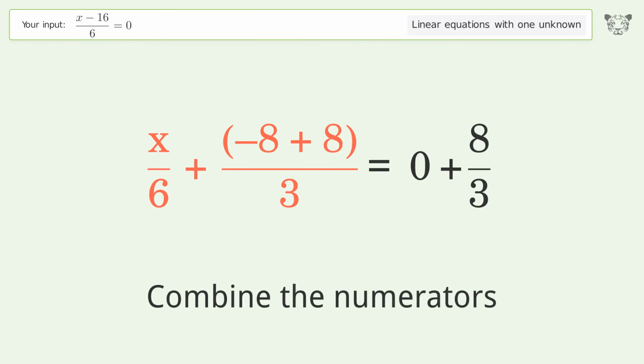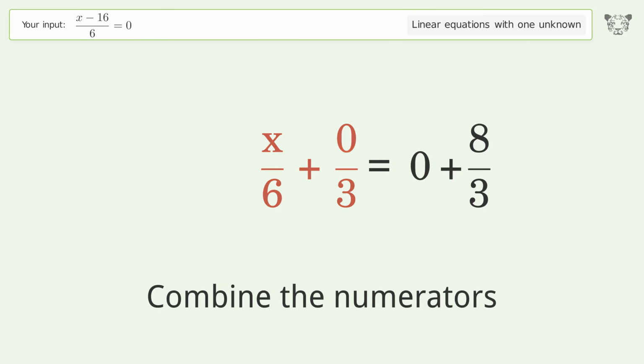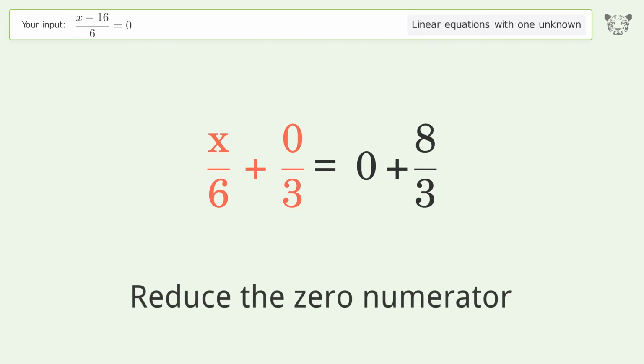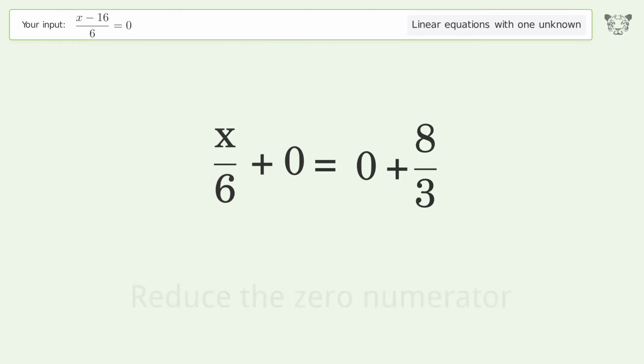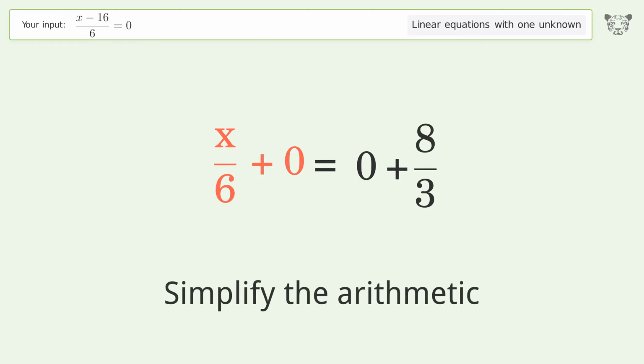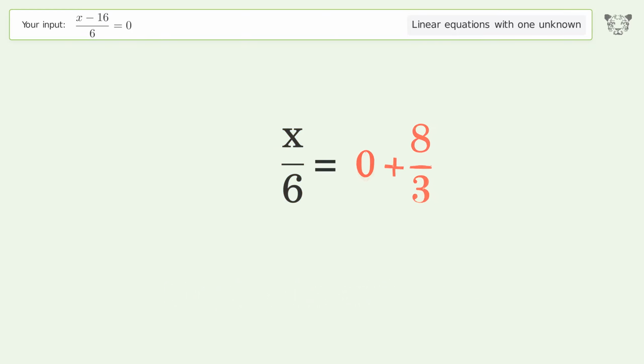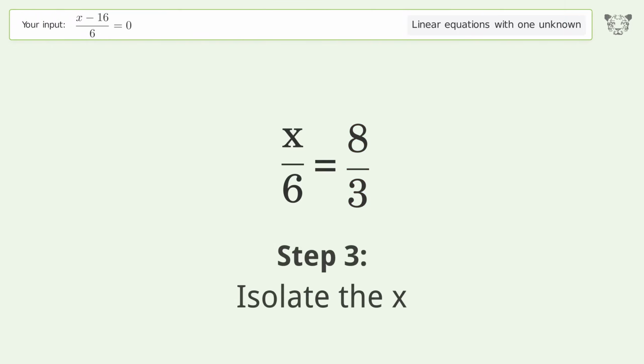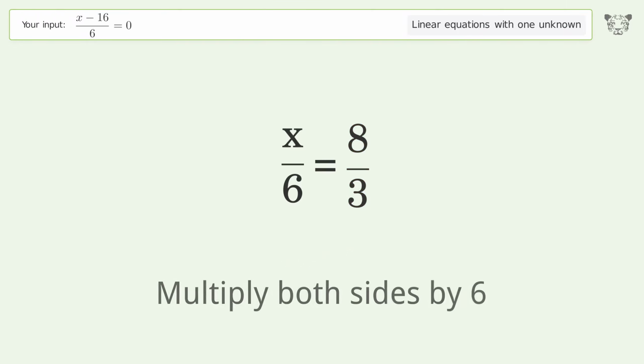Combine the numerators. Reduce the zero numerator. Simplify the arithmetic. Isolate the x. Multiply both sides by 6.